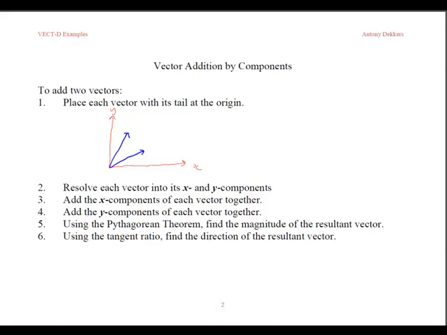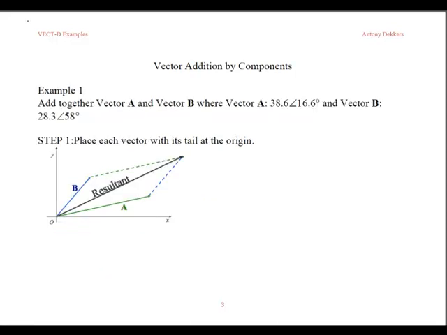So we did that in the previous video. And then you add the x components together and the y components together. And then we use Pythagoras theorem to calculate the magnitude using x and y components. And then we can use our trig ratio to calculate the angle. Remember to do it according to the standard angle to the x-axis, so that should help.